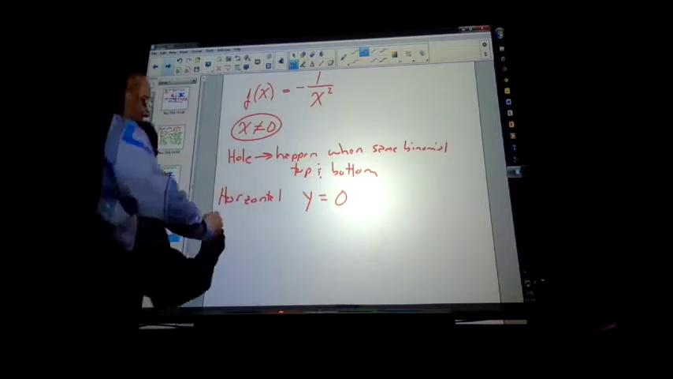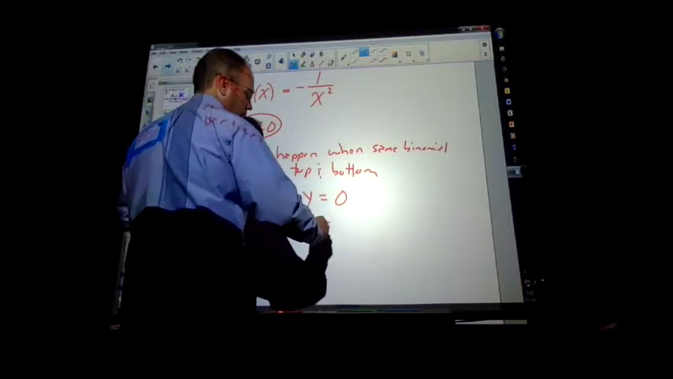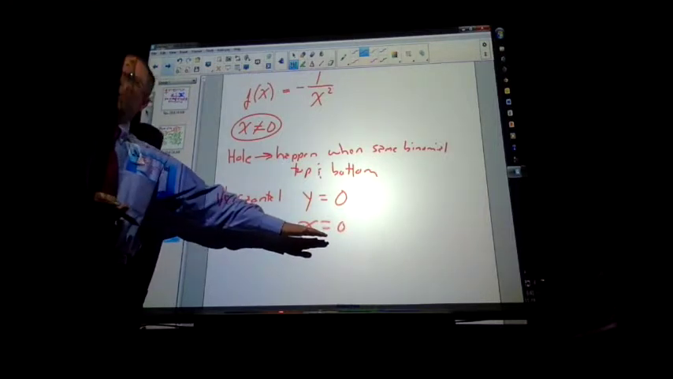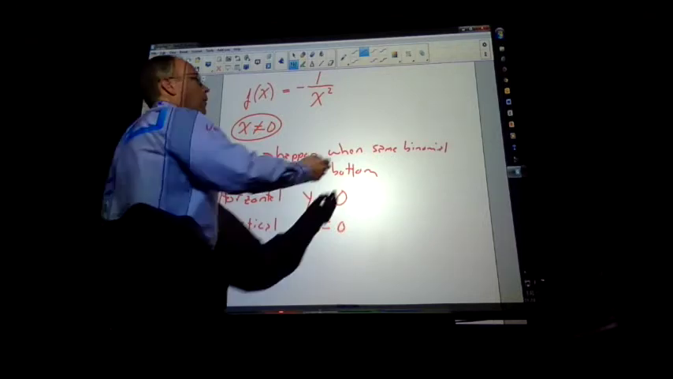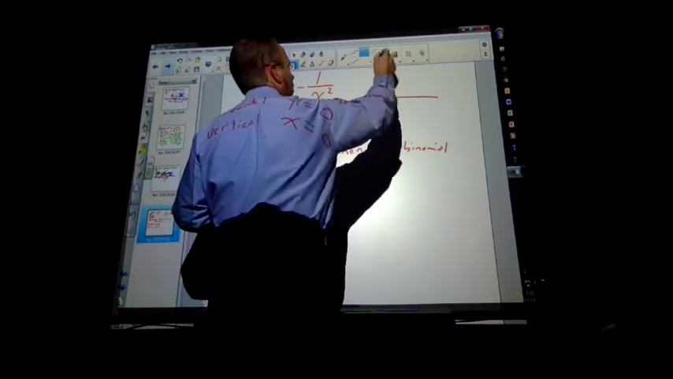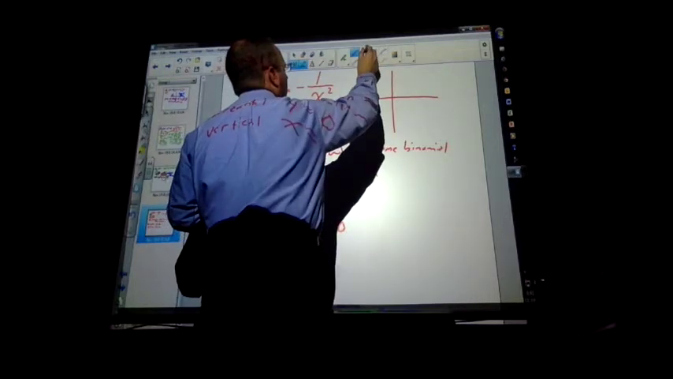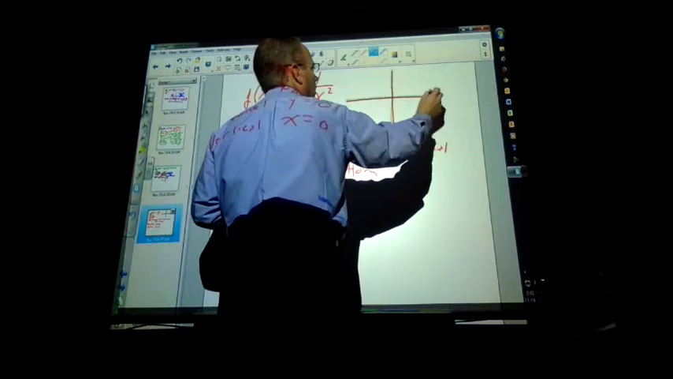Okay? I have a vertical asymptote at x equals 0. Now this asymptote can change easily, but here I can't allow x to be 0. So if I had a graph like this, I'm going to have an asymptote here, and I'm going to have an asymptote here.